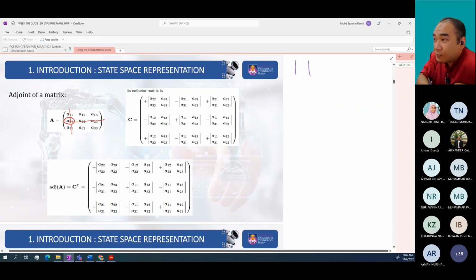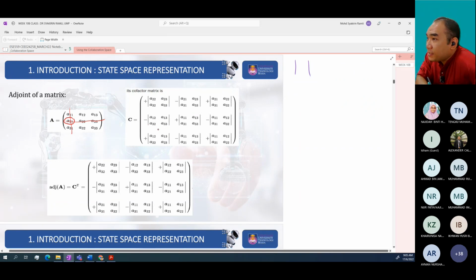And then you notice that we should have a sign, and the sign here will be alternating between plus and minus. So ini plus, ini minus, plus. Jadi kalau kamu ada 4 kali 4, 5 kali 5, dia akan alternate lah. Plus, minus, plus, minus, plus, minus dan seterusnya. Sama juga plus, minus dan seterusnya. Right. Nampak pattern tu lah? Kamu kena fahamkan dengan pattern ni.